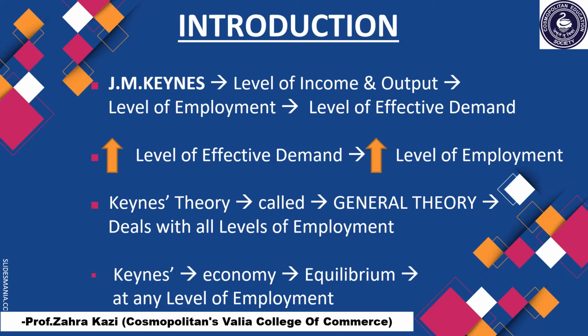Further, Keynes' theory is called the general theory. This is because it deals with all levels of employment, that is, less than full employment and more than full employment. According to Keynes, an economy can be in an equilibrium position at any level of employment. Keynes always tried to prove that full employment is not the normal feature of an advanced economy, but rather underemployment equilibrium is its normal feature. Further, the classical economists were always concerned with long-run equilibrium, while Keynes attached greater importance to short-run equilibrium.